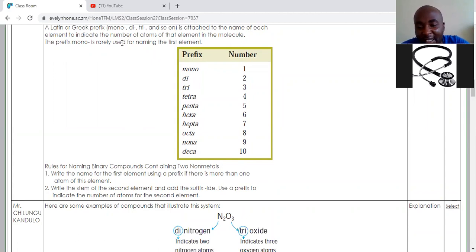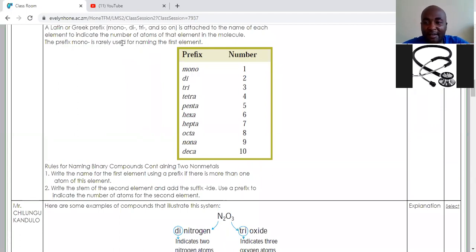But if you write that on your own, we can accept it. You cannot be penalized. But it's rare that you write mono. In fact, for the first element, almost always omit it. So those are things.